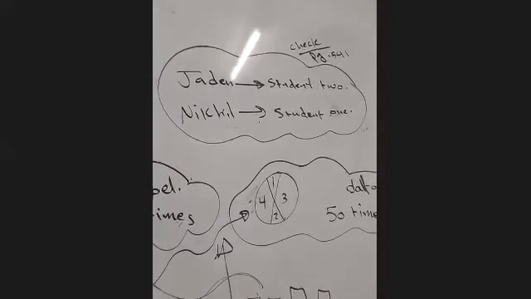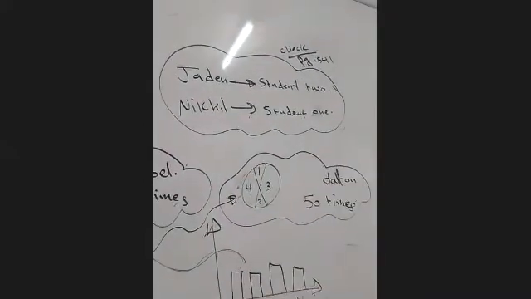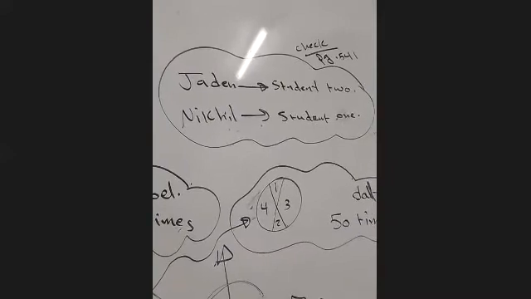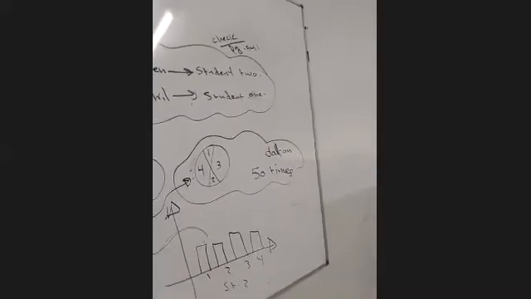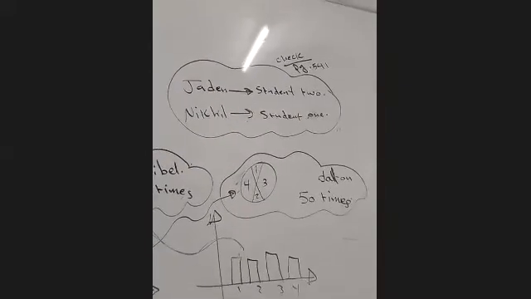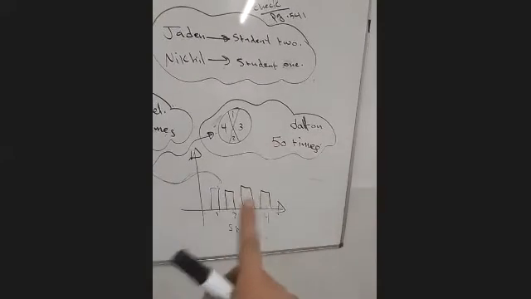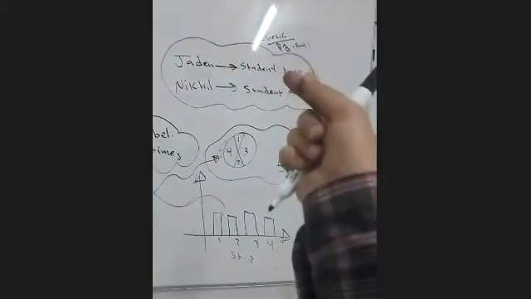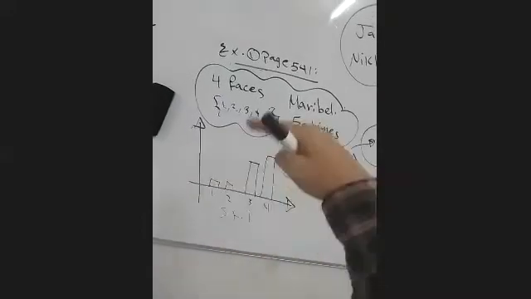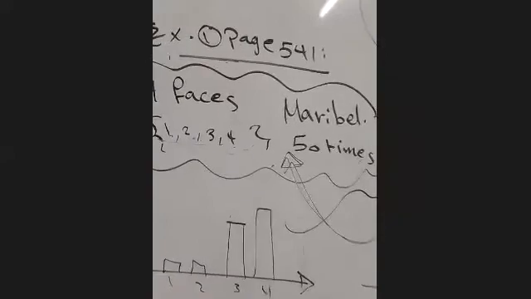Yes. Good. Why is Nikhil student 1? Because the graph shows that the 6 sections have a likely or fair chance to happen. That's why they are close to each other. But in Jaden, we have different chances to happen, okay?